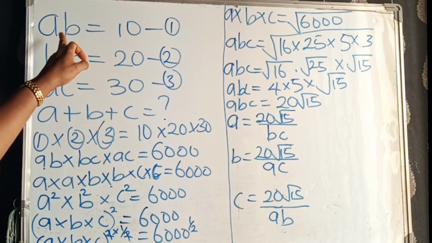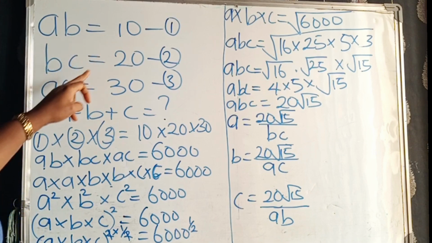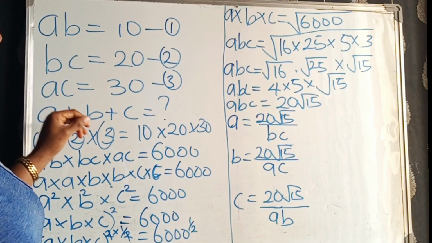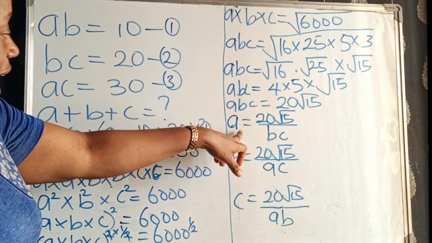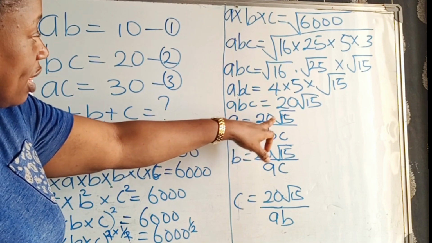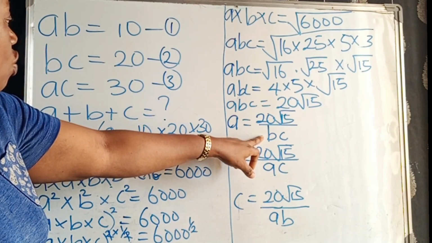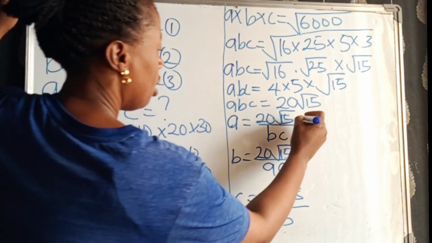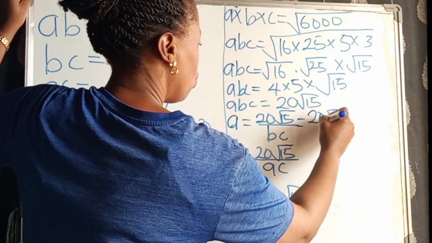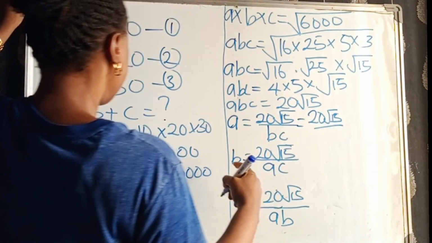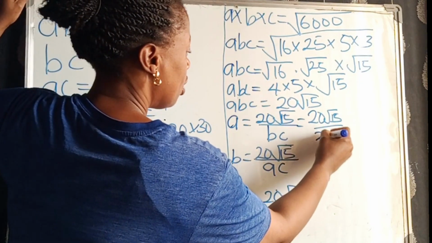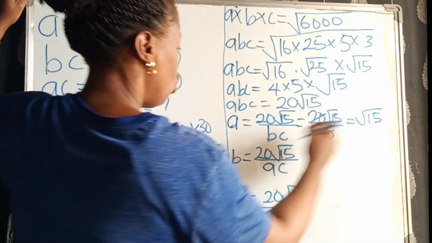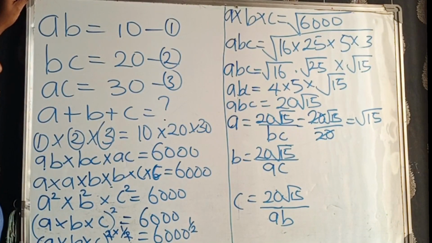If you notice in the question, we are given AB, BC, and AC. So we are going to substitute AB, BC, and AC here. Let's find A. A equals 20 root 15 over BC. BC here is 20. So 20 root 15 over 20, 20 will divide 20. The answer here is root 15. So A is root 15.